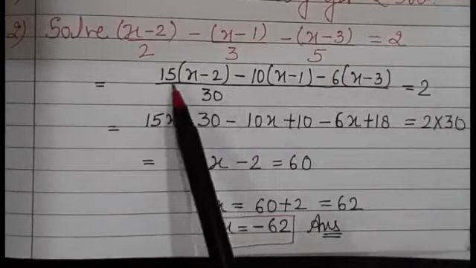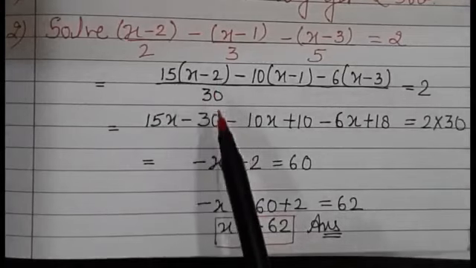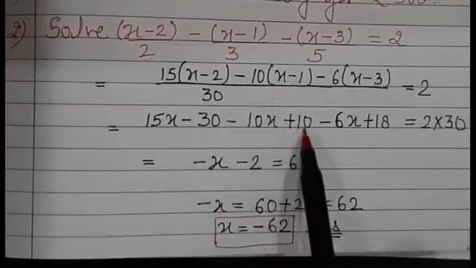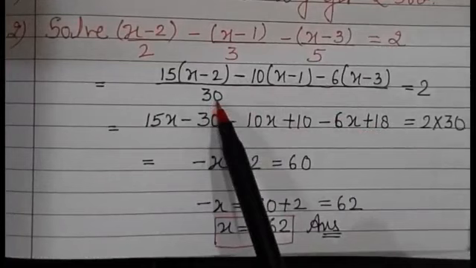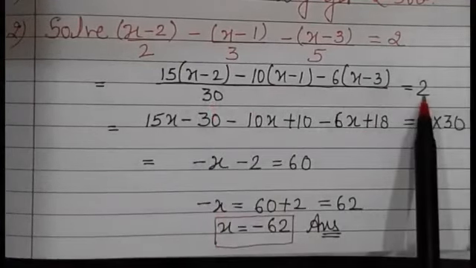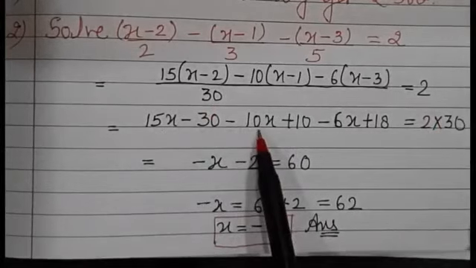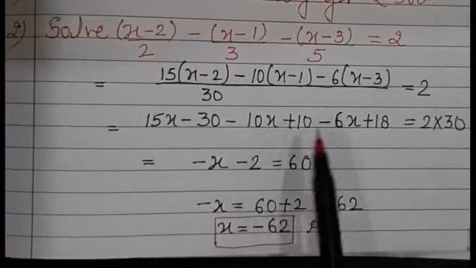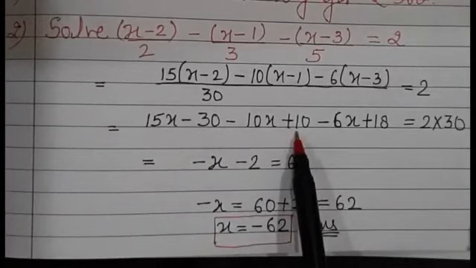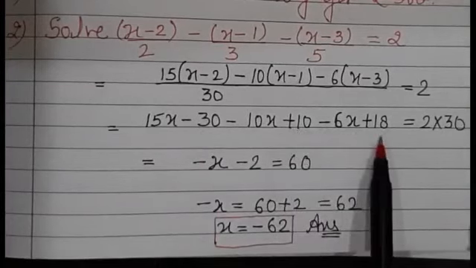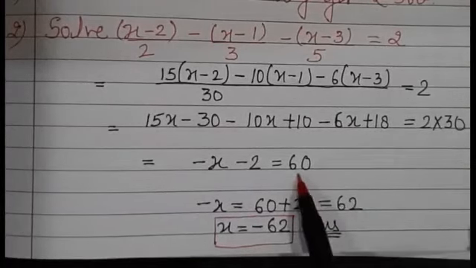Right? Now open the bracket. 15 ones are 15 into x is 15x, minus 15 twos are 30, minus 10x, minus minus plus 10, minus 6x, minus minus plus 18. When we transpose 30 from the left hand side to the right hand side, we have to multiply. Right? Now 15x minus 10x will be 5x and 5x minus 6x will be minus x. Minus 30 plus 10 will be minus 20 and minus 20 plus 18 will be minus 2, is equal to 2 into 30 is 60.